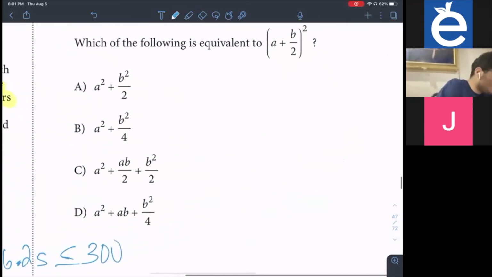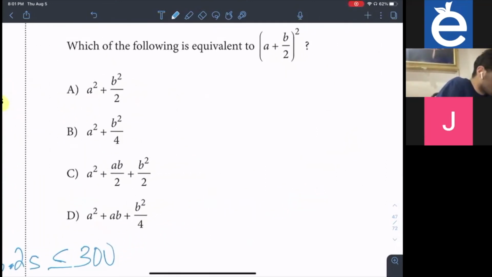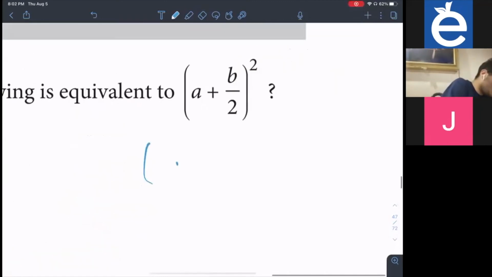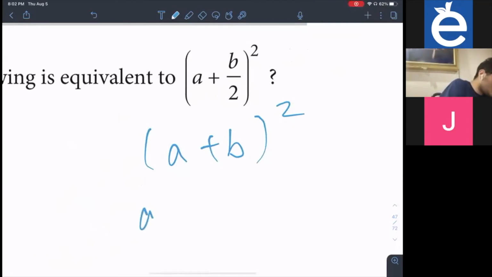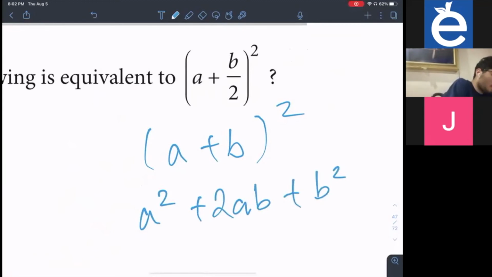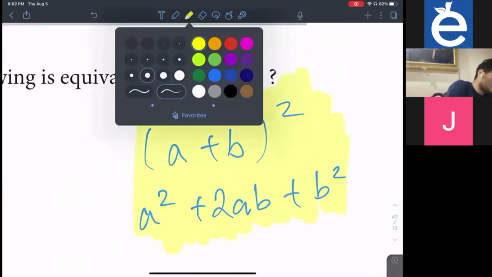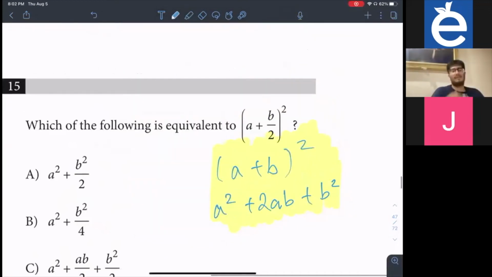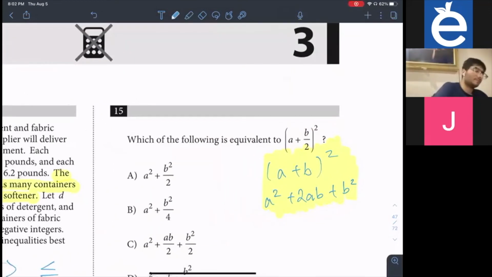Now question 15. Which of the following is equivalent to (a plus b over 2) squared? So if it's a plus b squared, the tip to remember is it's always in the a squared plus 2ab plus b squared form. Always in this form. Remember this because it always shows up on the SAT. It always shows up in the a squared plus 2ab plus b squared form. So you're saving time by not factoring everything out.